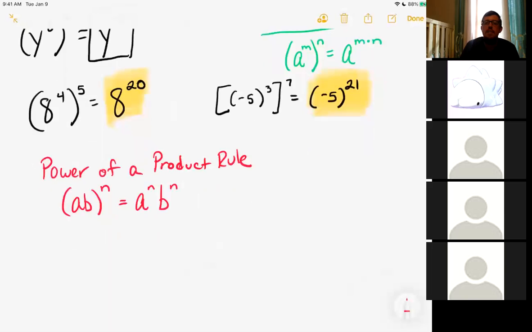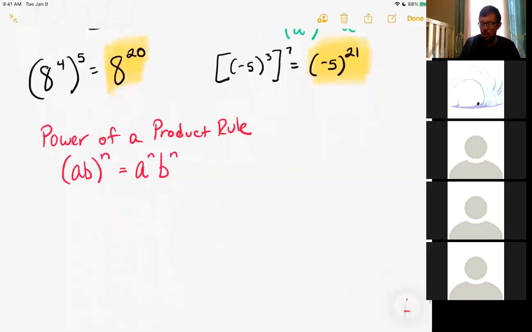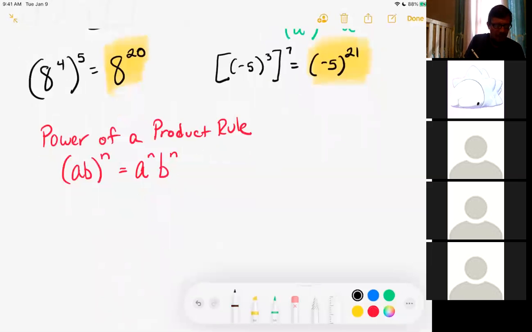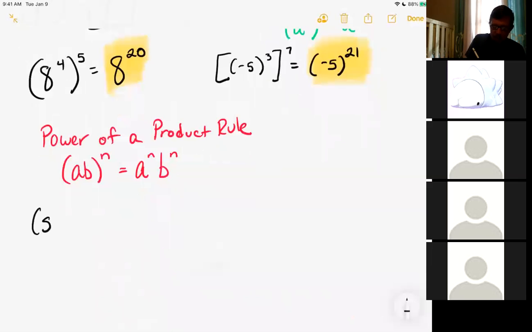So this says that if you have 2 different bases in parentheses that are raised to an exponent, everything in the parentheses gets that exponent. I think you would have figured it out if I had never told you. You would have figured out this rule. I think it's pretty easy to get on your own.